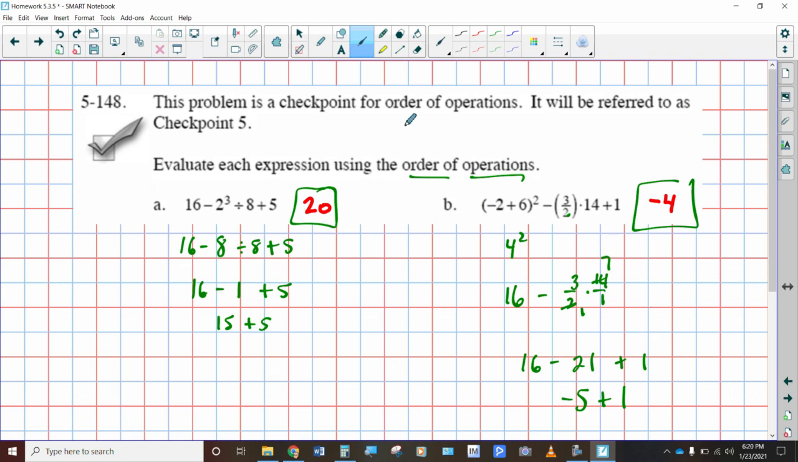Okay, so always follow the order of operations, which is PEMDAS, and as you complete each step, rewrite the expression and cross off each one as you complete it.